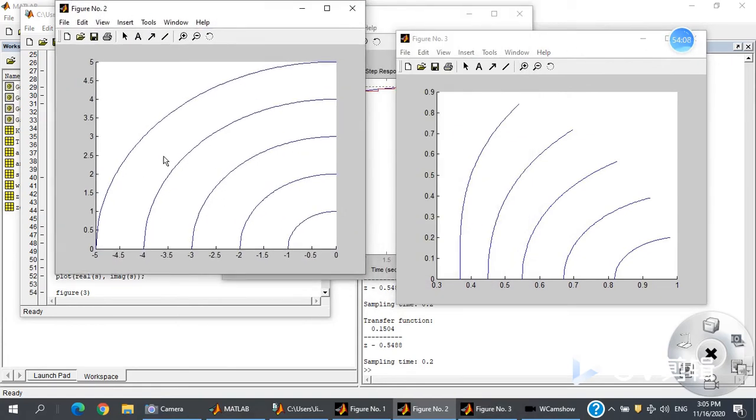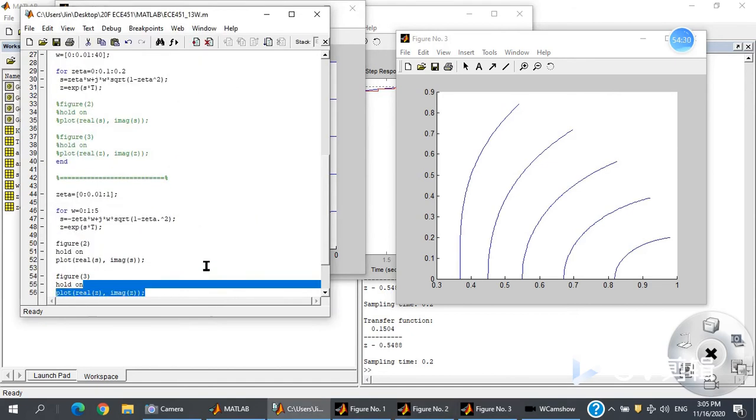You see, this is in the S domain, and this one is in the Z domain. In the S domain, the center is the origin. In the Z domain, the center is the point 1. So they are still circles. Here it's not a circle, if I give more Z. Now Z is from 0 to 1.